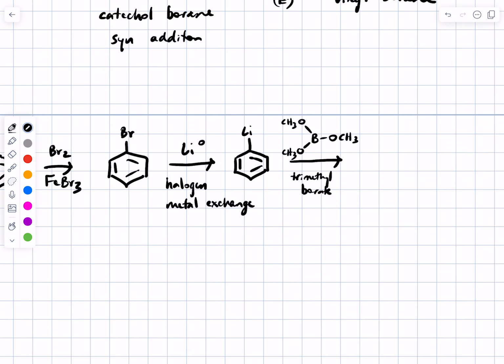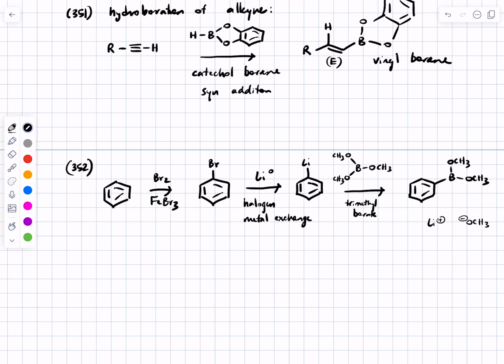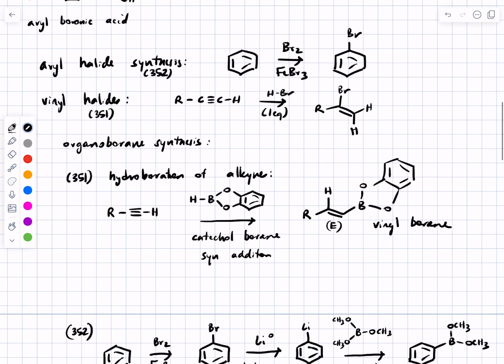And we won't draw the mechanism of this reaction. Basically, the electrons from the carbon-lithium bond attack the boron to make a tetrahedral intermediate with a negative charge on the boron. And then one of the methoxy groups leaves, and that gives you the new carbon-boron bond with the two methoxy groups there. The byproduct is the lithium counterion and the methoxy group. So these are two ways in synthesis you can prepare simpler molecules for the Suzuki reaction.